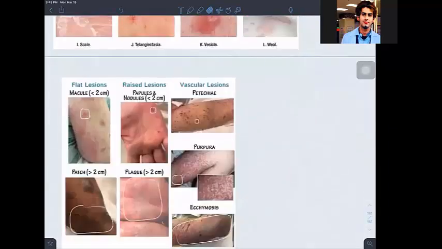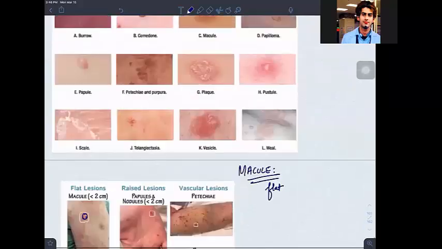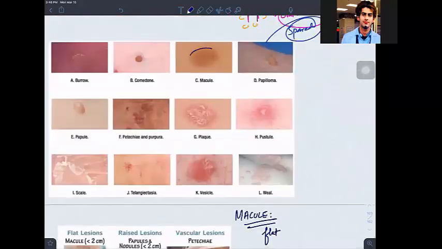If I talk about the macule, what is a macule? A macule is basically a flat lesion. First, you should write it is flat. It is not raised. It's flat. This is flat, isn't it? There is no raised area. It's a flat lesion.